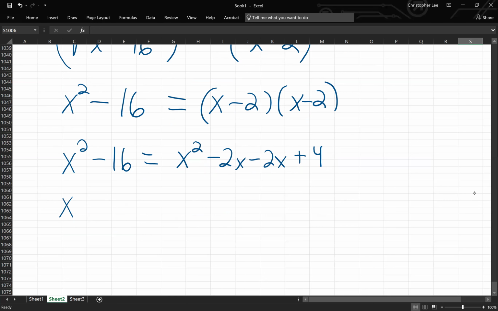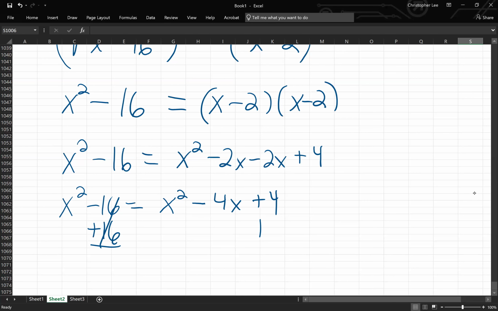Combine like terms. X squared minus 16 is equal to what? So x squared minus 4x plus 4. What should I do after that? Not factor. Combine like terms, right? So what should I do? Oh, you gotta make one side 0. Okay, yeah, so help me out with that. Let's do plus 16. All right, so we're gonna add 16 to both sides.